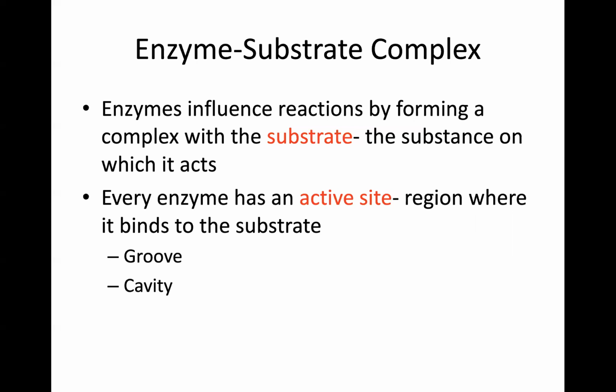All right, so we're getting some new terms here. The enzyme substrate complex is formed as the enzyme is acting as a catalyst. The enzyme has to bind to the substrate. There's a very specific site on the substrate called the active site where this enzyme is going to bind.